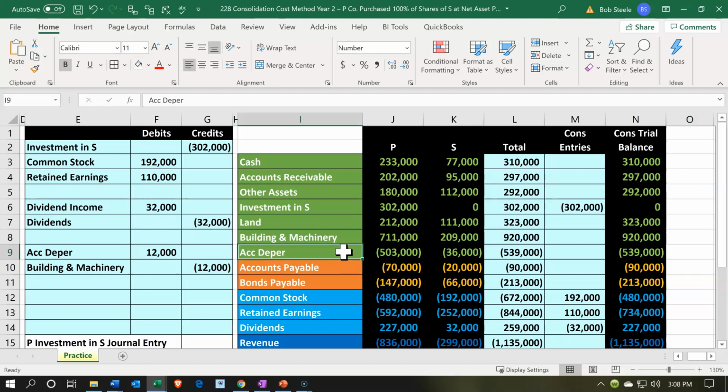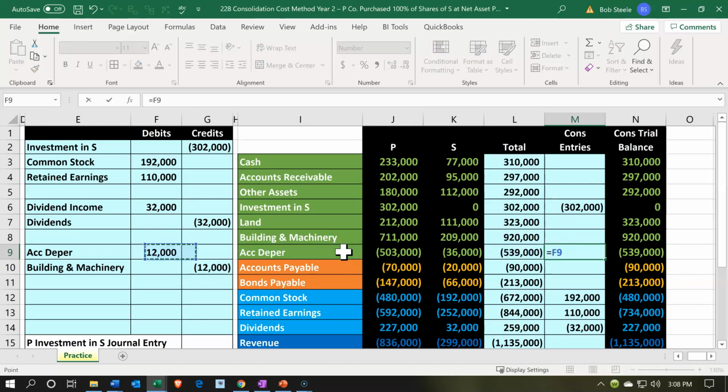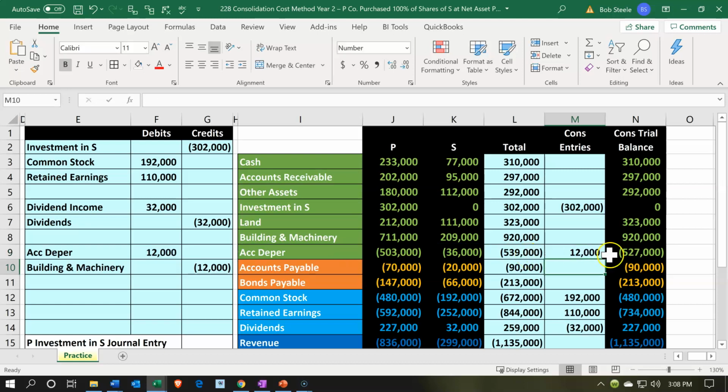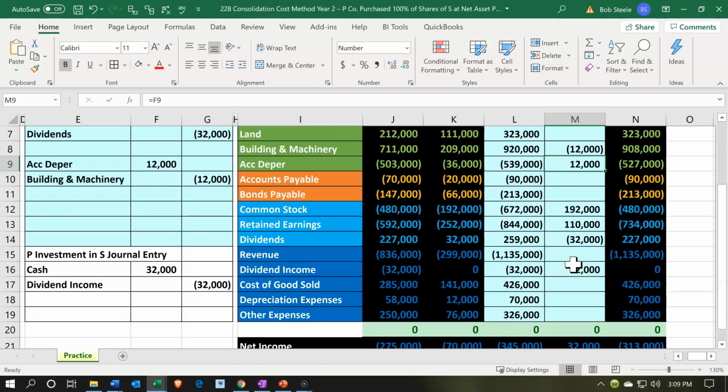So accumulated depreciation, I'm going to record this out, is going to be going up. It's a contra account, so it's going to go down. It's a contra account, it's going down. Total assets are going up. And then the building and machinery is going to be going down. So I'm going to say this equals the credit there. So there we have that. That puts us back in balance.